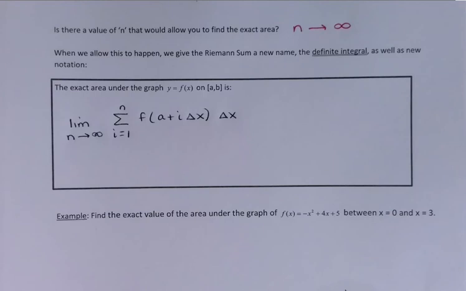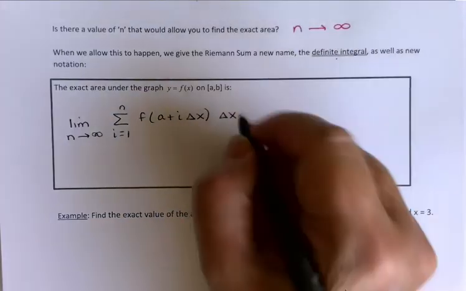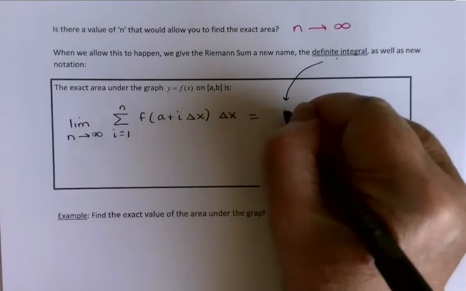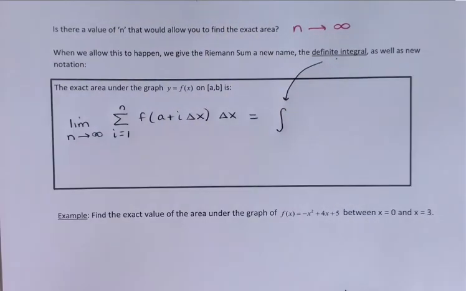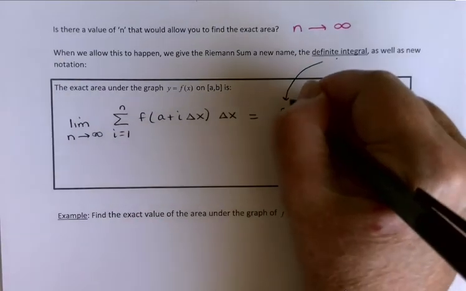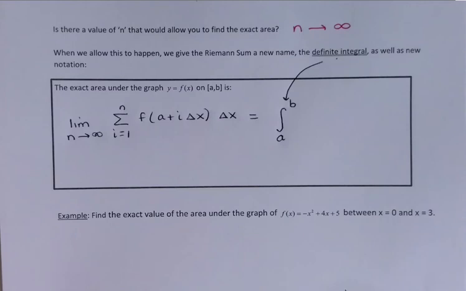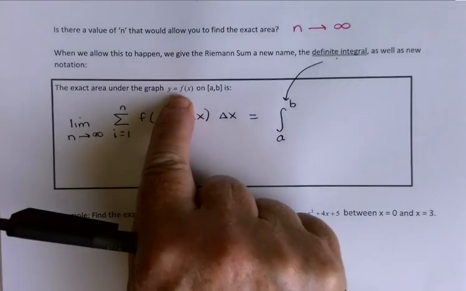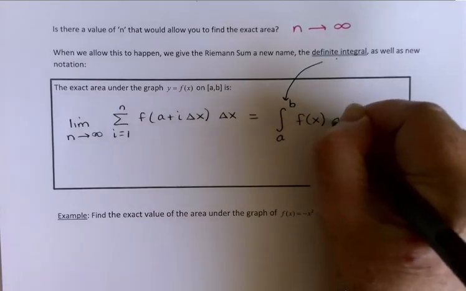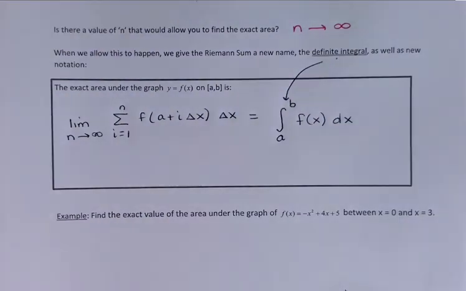The new notation that we're going to give this is called the definite integral. And the notation looks like this. We put an integral sign, which looks like a long S. And let's see, the area is between x equals a and x equals b, so we show that by putting in what we call limits of integration from a to b. It's the area under the graph of f of x. I'm going to put a dx here.